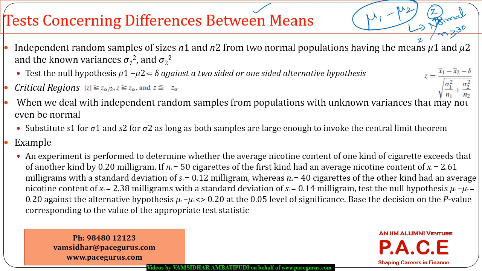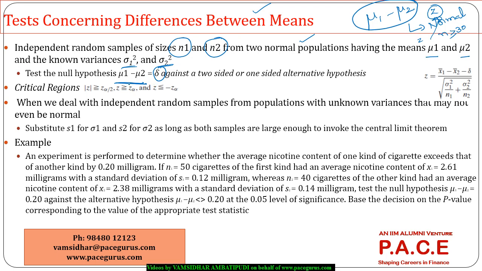So if you look at the first scenario, where I am talking about independent random samples of sizes n1, n2 coming from normal populations with means mu1 and mu2, and their variances are known, sigma 1 squared and sigma 2 squared. In that case, I am trying to find out the null hypothesis, which is regarding the difference between the means, is some constant.